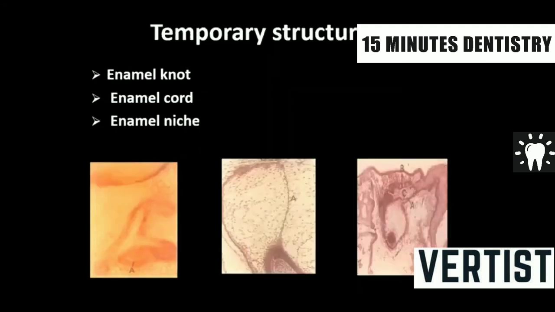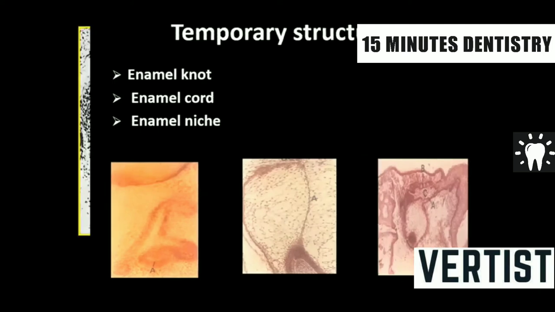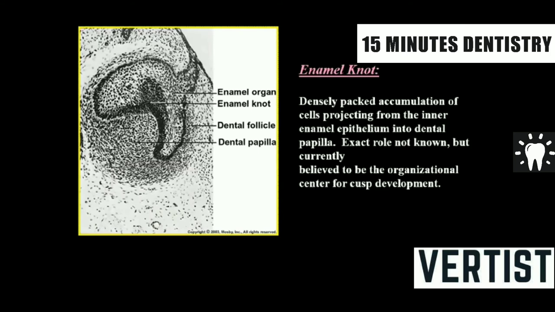There are temporary structures in the cap stage, namely the enamel knot, enamel cord, and enamel niche. So what is the enamel knot? In the center you can see a densely packed accumulation of cells projecting from the inner enamel epithelium into the dental papilla, and its exact role is not known.